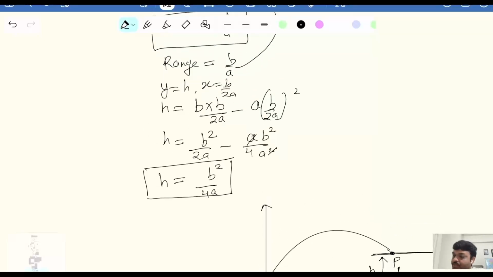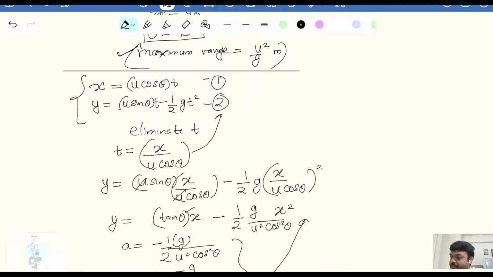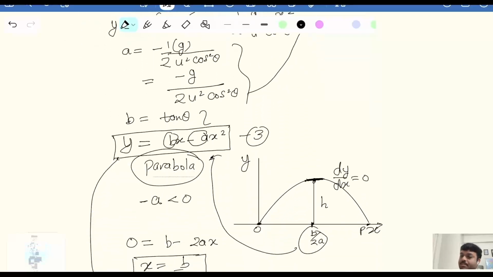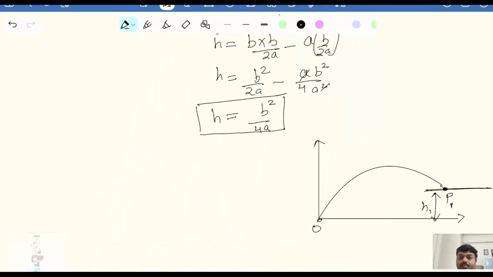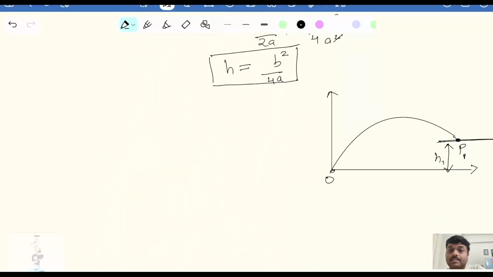Yeah. So with this, I think we have finished the projectile motion related aspects. In our next session, we would be talking about and trying to solve some of the questions related to projectile motion.